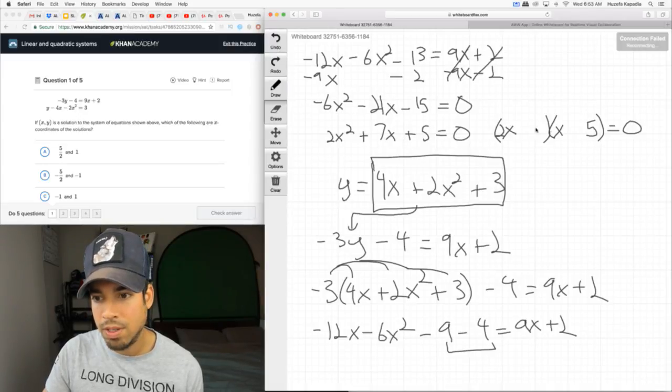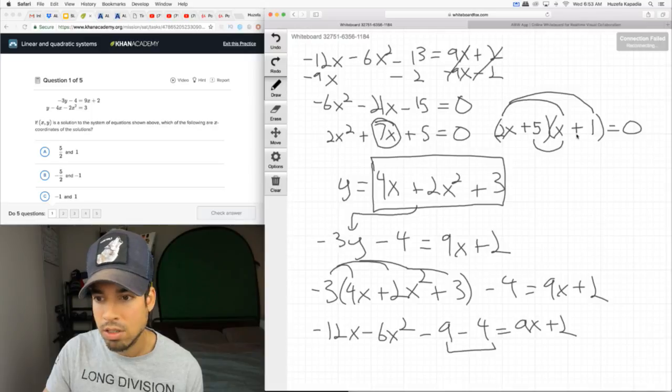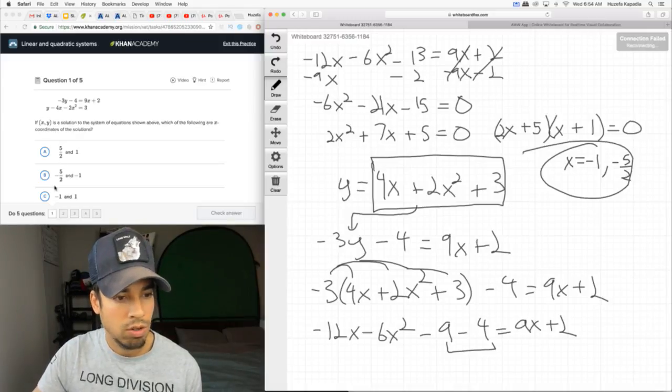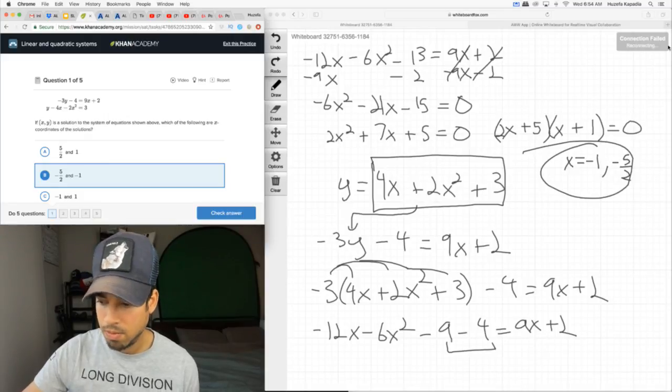So instead, these have to switch. We need our 5 here and our 1 here. That works because if we redistribute it, we'd have 2x squared plus 2x plus 5x, which would give us our 7x plus 5. Therefore, everything works out, which means our solutions are x equals negative 1, whatever value makes this go to 0, and negative 5 over 2, whatever value makes this go to 0. Those are our solutions. So it is B, negative 1 and negative 5 over 2.